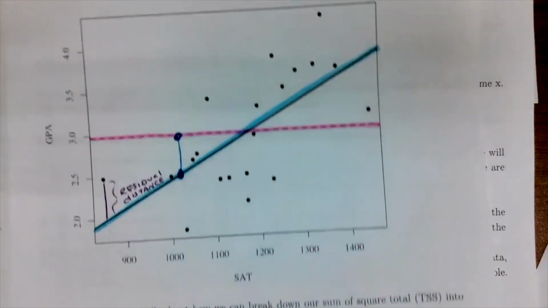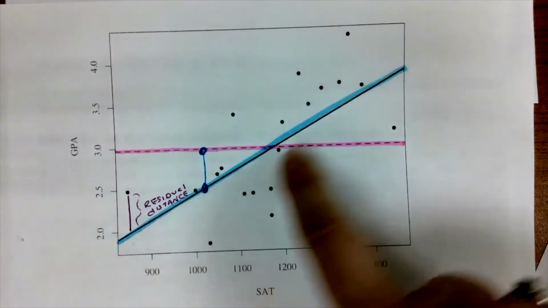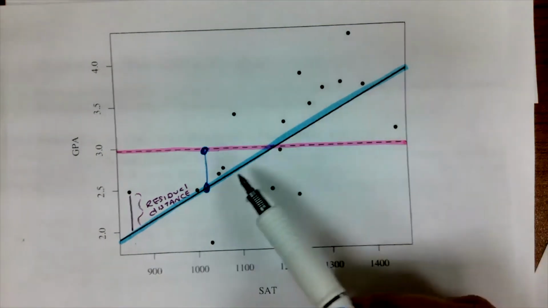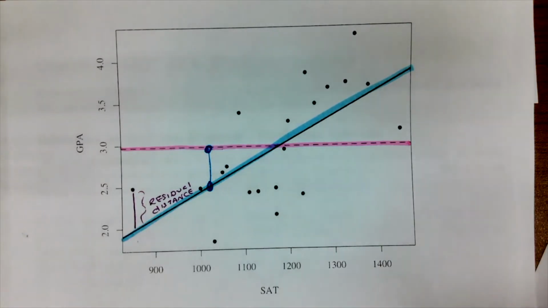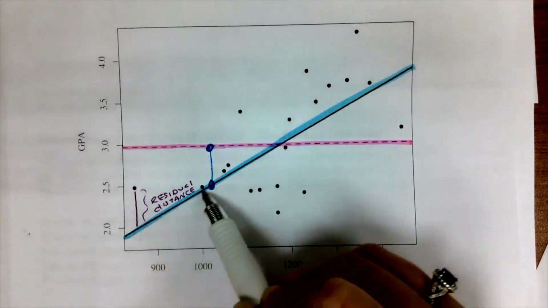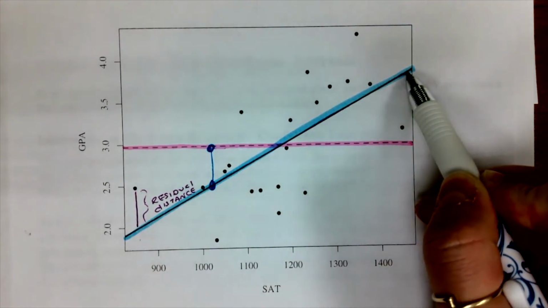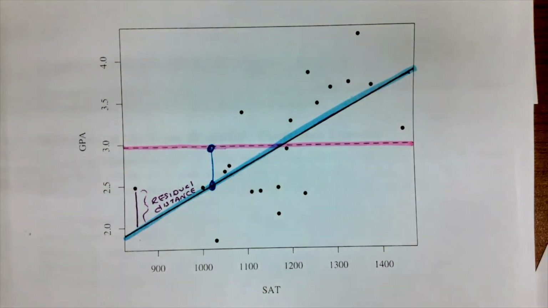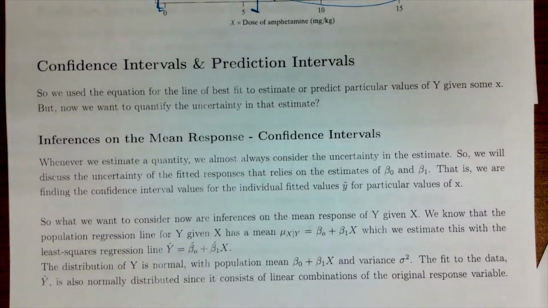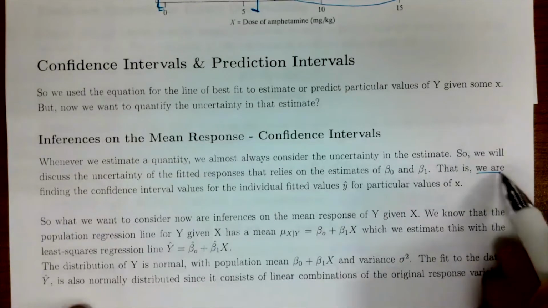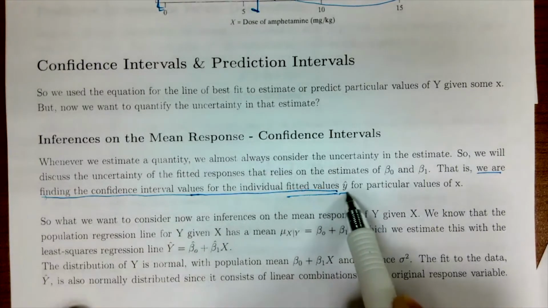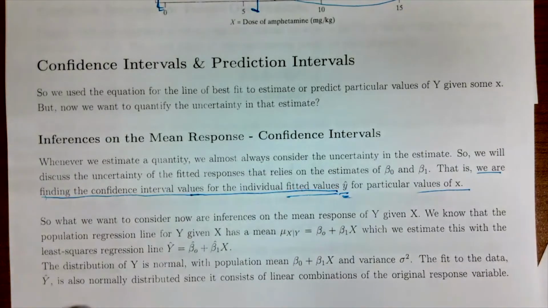If we go back to this picture, this is what we're estimating because we were using beta naughts and beta 1/2. And so we have an estimate, and now we want to create a confidence interval around it. The idea of the confidence interval is that we have a mean, i.e. this predicted line, and we want to create a confidence interval for each point maybe, which would help us create a confidence band. And so what we're going to do is find the confidence interval values for the individual fitted values of y hat for a particular value of x.